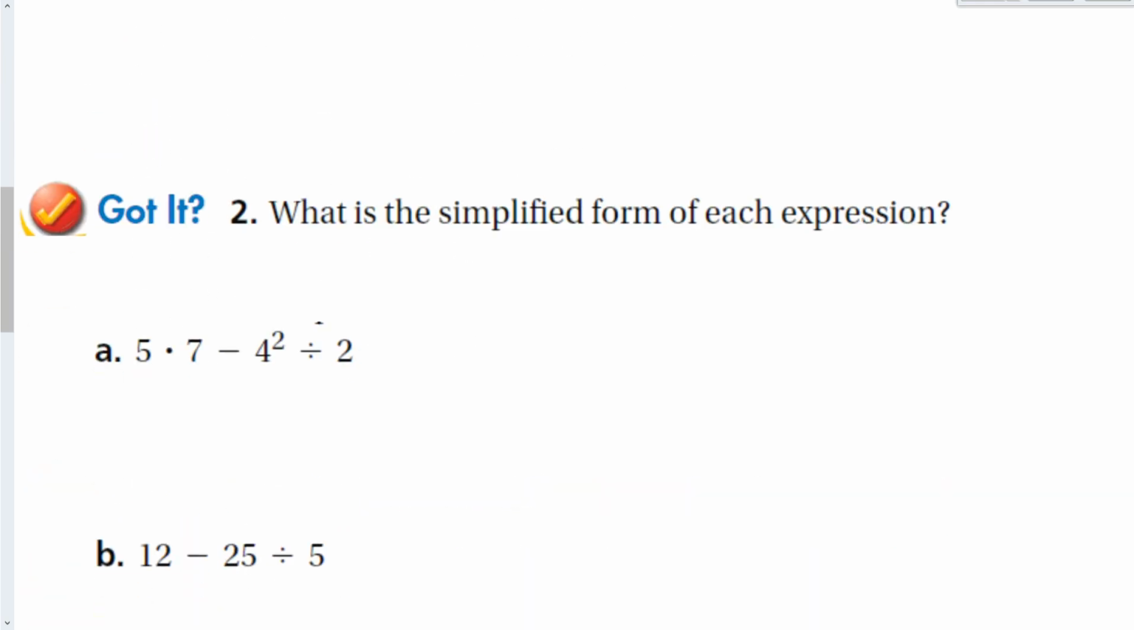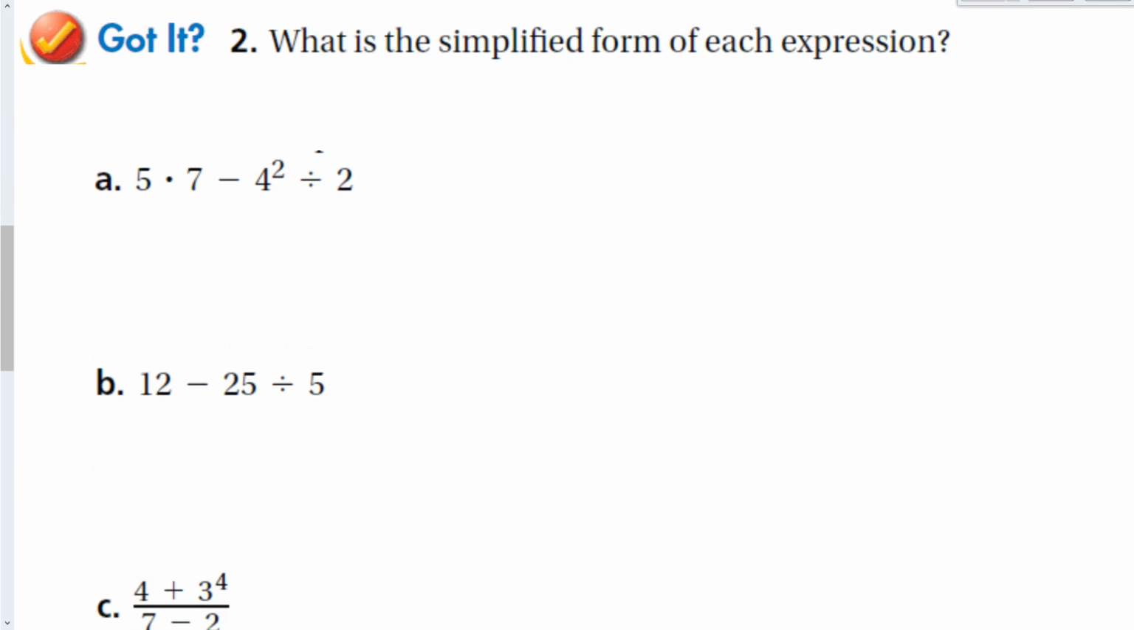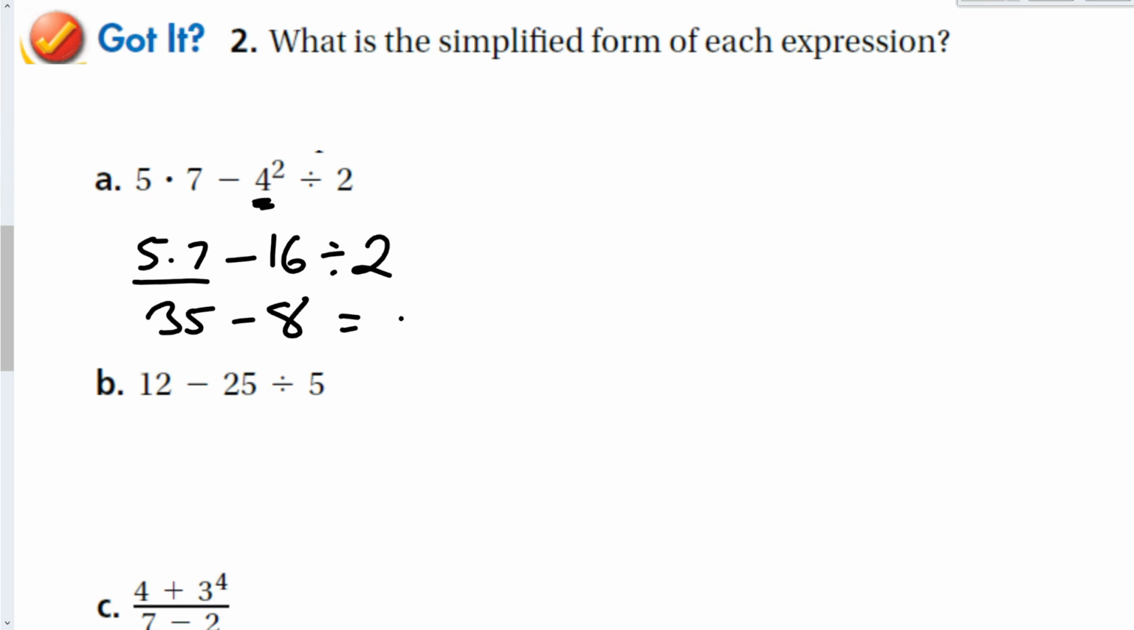Let's look at some got it problems. Same thing, simplified form is the expression. So I look at this problem very carefully. I see everything that's going on, and I see we have an exponent. So that turns into 5 times 7 minus 4 squared is 16 divided by 2. Now I do multiplication left to right. So we start with 5 times 7, which is 35. So that's 35 minus 16 divided by 2 is 8, which gives me 27.